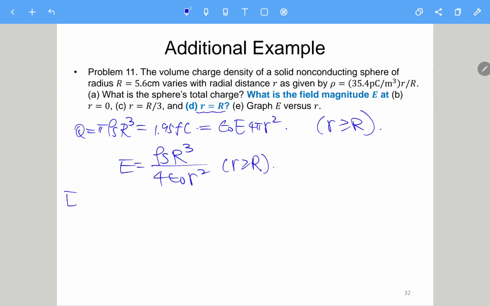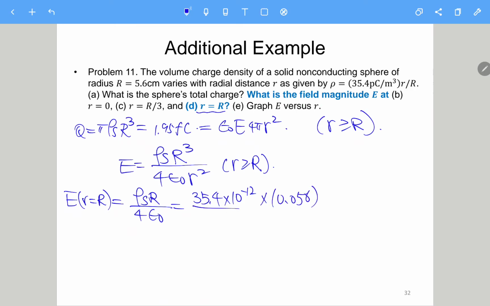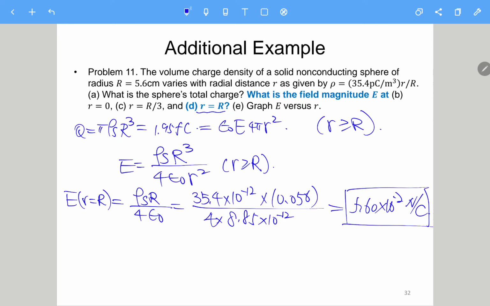So actually we can just plug in r equals capital R so that it becomes rho S capital R over 4 epsilon naught. And then we can plug in the value. It is like 35.4 times 10 to the minus 12 times 0.056 over 4 times 8.85 times 10 to the minus 12. So E would be 5.60 times 10 to the minus 2 Newton per Coulomb. So this is for part D.